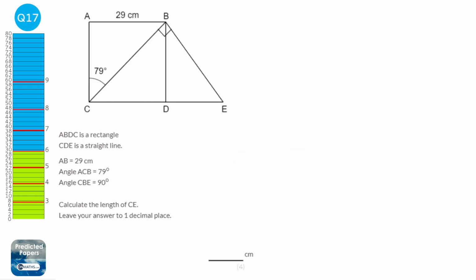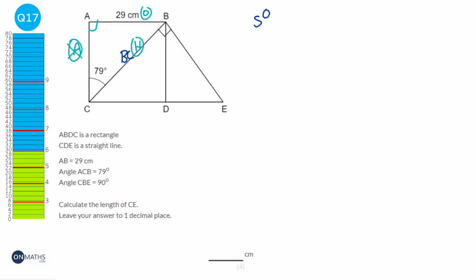So we can't work out length CE directly, but what I'm going to do is start off by finding length BC. And I'm going to do that using trigonometry. So we've got the 90 degrees there. We'll start by labeling it. So BC is the hypotenuse, the opposite here and adjacent here. We're not using the adjacent.